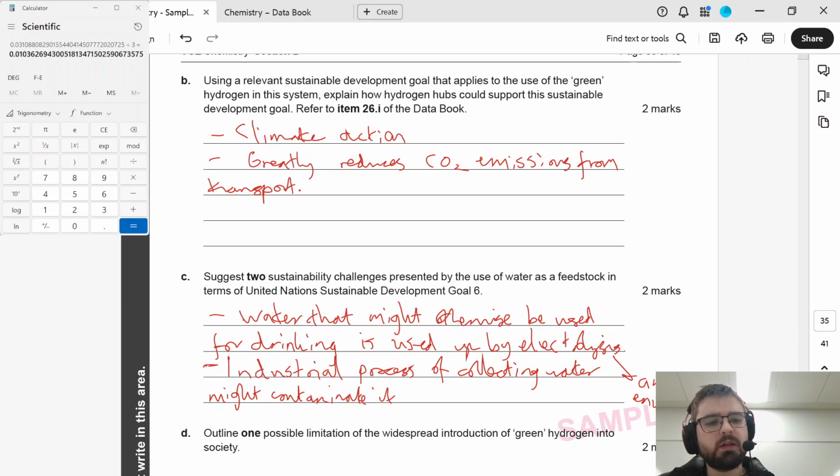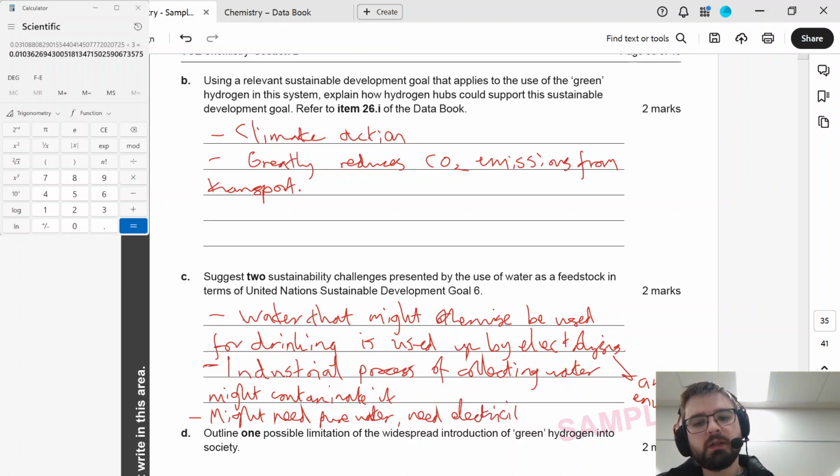Yeah. You could also say something about might need pure water, and then you need electricity and other chemicals to purify it. That would probably be one of the big ones as well.